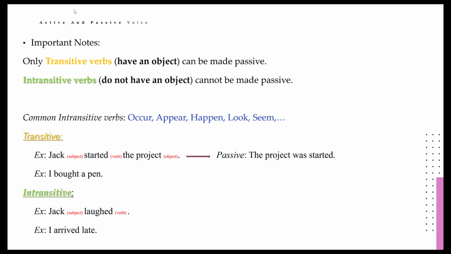Let's look at intransitive verb examples. Jack laughed. The question, what did Jack laugh? The answer, nothing. Therefore, laugh is intransitive because it doesn't need an object. Another example, I arrived late.